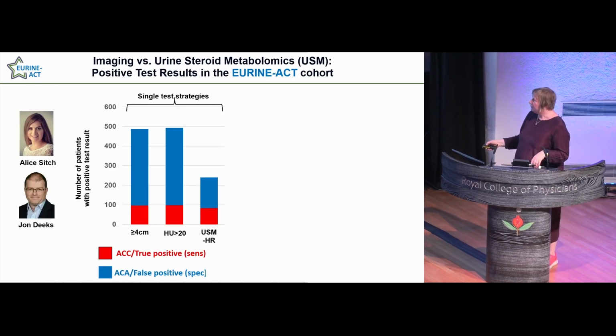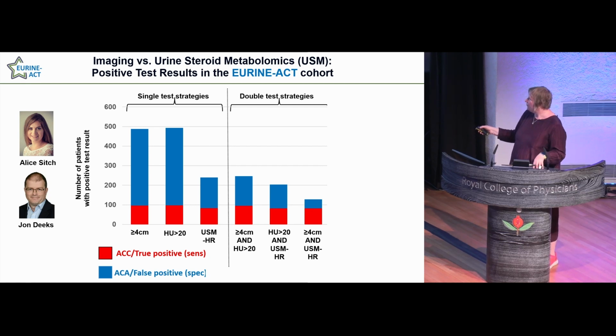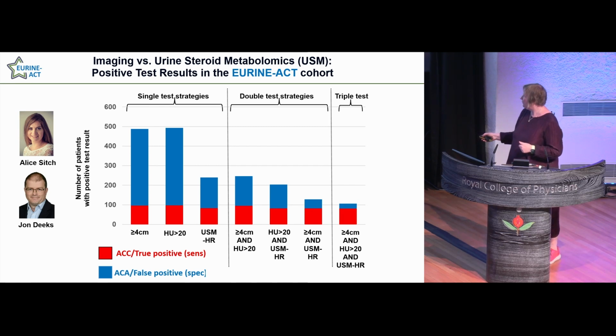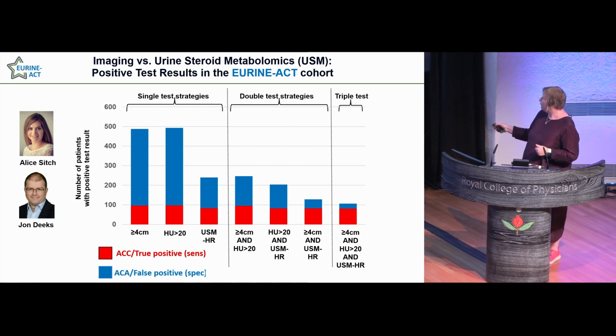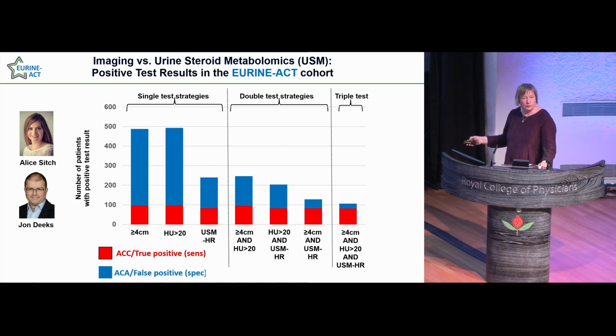And these are the results of the single tests. If you apply size or Hounsfield units, you see you get a lot of false positives here that would be operated without reason. You also get false positives with urine steroid metabolomics, but much fewer. If you combine these 3 tests together, then you see a progressive decline in false positives in the combination with urine steroid metabolomics. And if you combine all three, size, Hounsfield units, and urine steroid metabolomics, then you get a very small number of false positives, but maintain almost the same number of true positives.